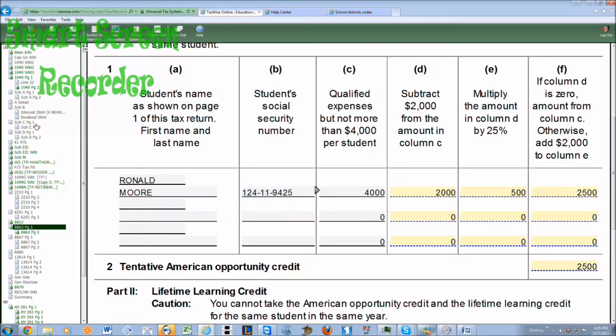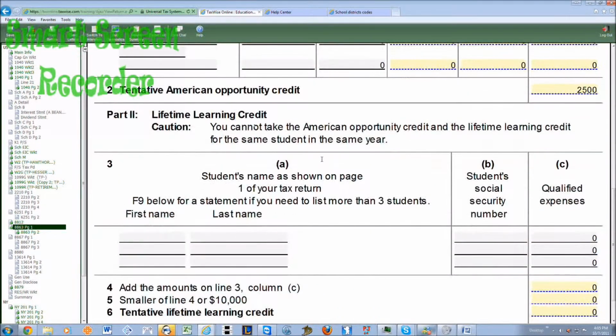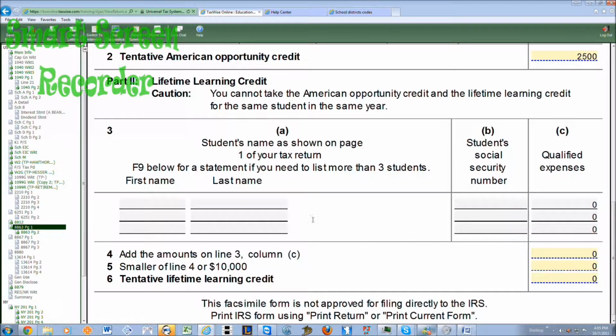We have the student's social security number, we have qualified expenses, and here it tells you, but not more than $4,000 per student. So if the amount goes over $4,000, you just want to reduce it to that capped amount, which is only $4,000. Alright, as far as the Lifetime Learning Credit is, it pretty much works the same way. You have first name, last name, social security number, qualified expenses. This will automatically calculate. So even if you put $20,000 in qualified expenses, right here it would only calculate the smaller of either whatever number you put or 10,000. So if you put a number over 10, the computer will only take $10,000.